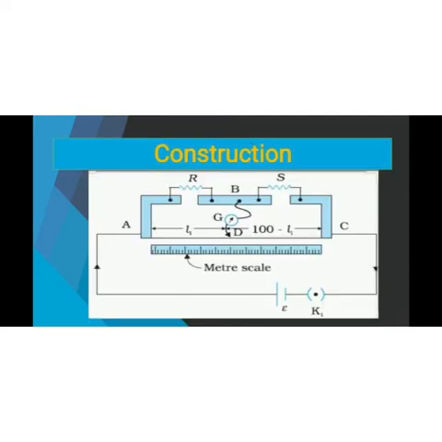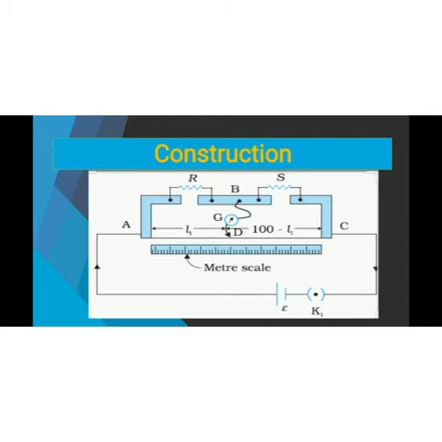Let's discuss about the construction of meter bridge. See the diagram. There are two L-shaped thick copper strips. Between these two copper strips, another copper strip is fixed. An unknown resistor is connected between L strip and I strip. Similarly, the resistance box R is connected between another L strip and I strip.